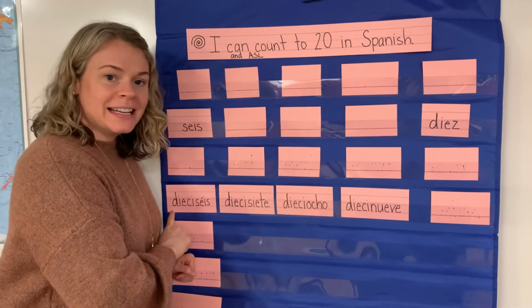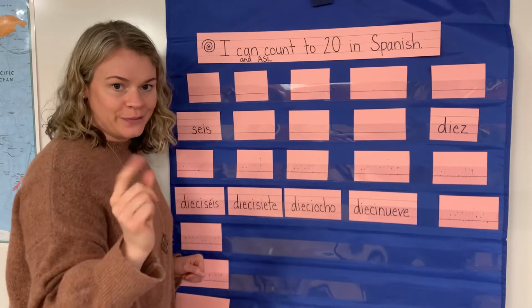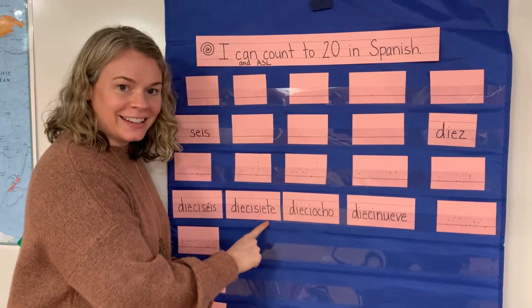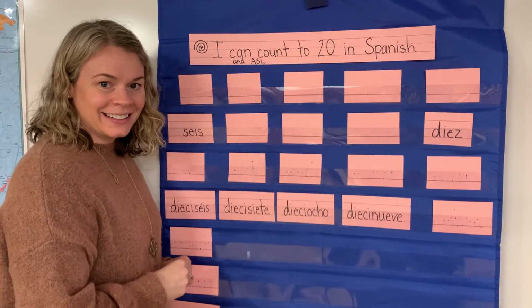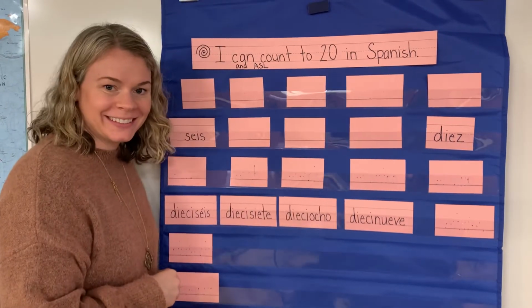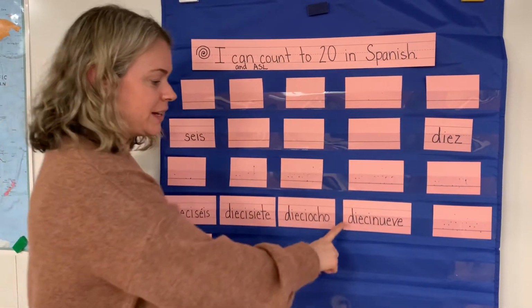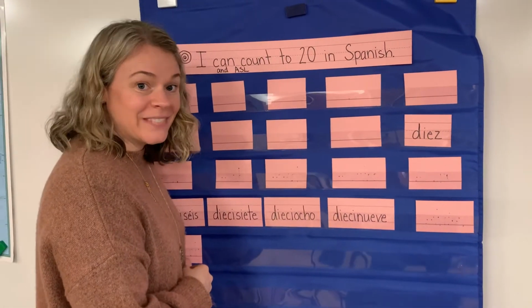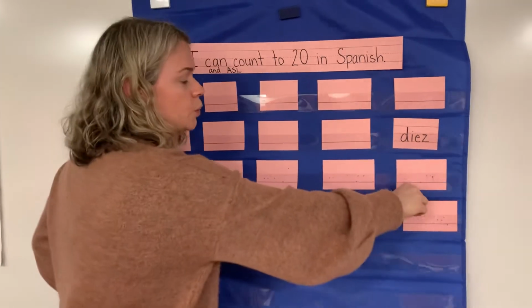My turn. 10 y 6. Your turn. My turn. 10 y 7. Your turn. My turn. 10 y 8. Your turn. My turn. 10 y 9. Your turn. Fantastic. And now 20 is a little bit different.